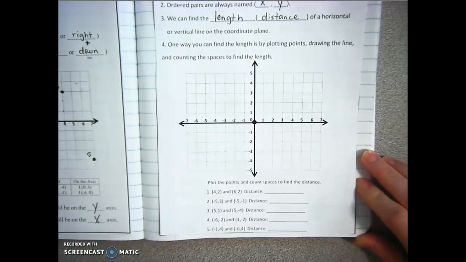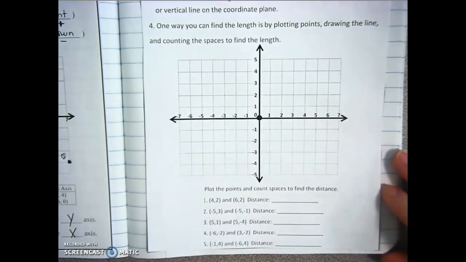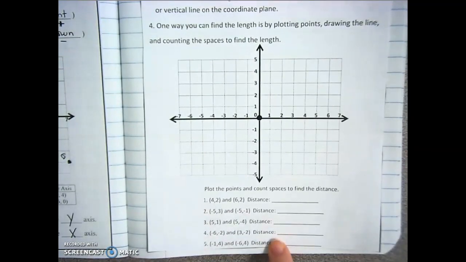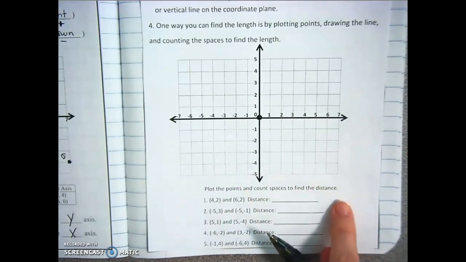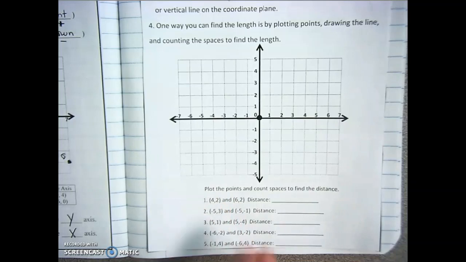So on the bottom half of this, after the notes you've finished, I'm going to get a little closer so you can see the coordinate plane. It has some practice right here. What we're going to do is plot 2 points, and then count the spaces to find the distance. So this is kind of a two-part problem.